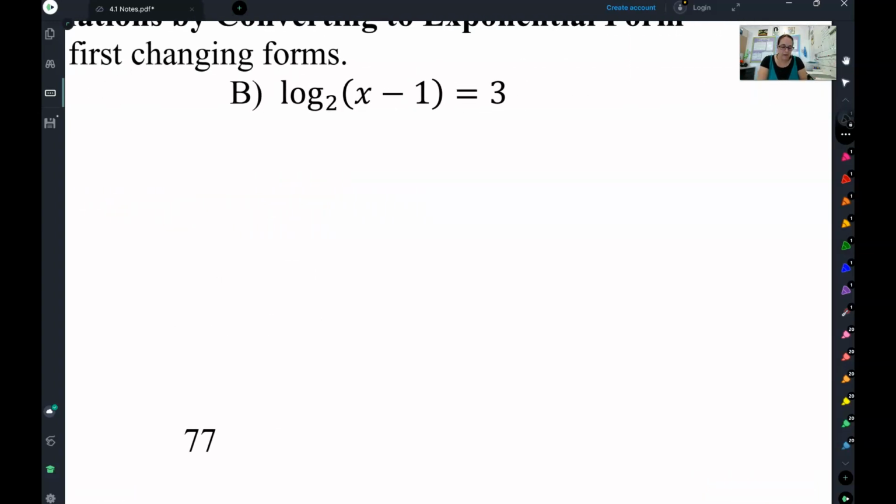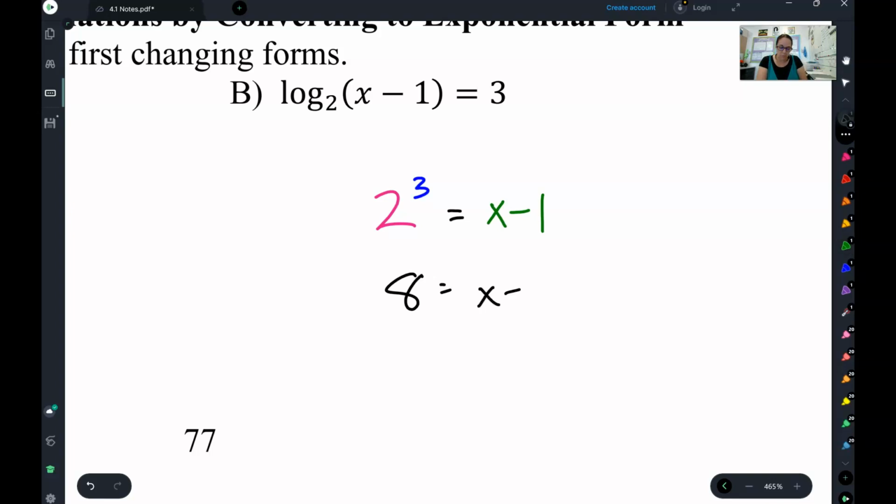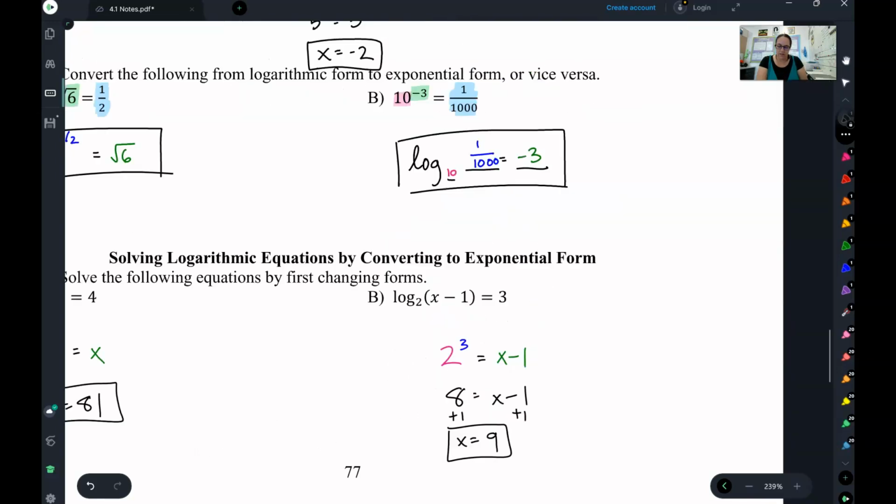Come over here to B. I'm kind of stuck, can't solve for what x is, so change the form. Base stays the same. Input and output flip places. And hey, look at that. Now this is way easier to solve because 2 cubed is 8, and then I can solve for x to be 9.